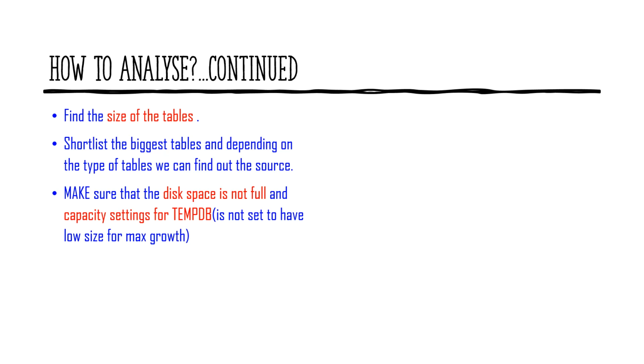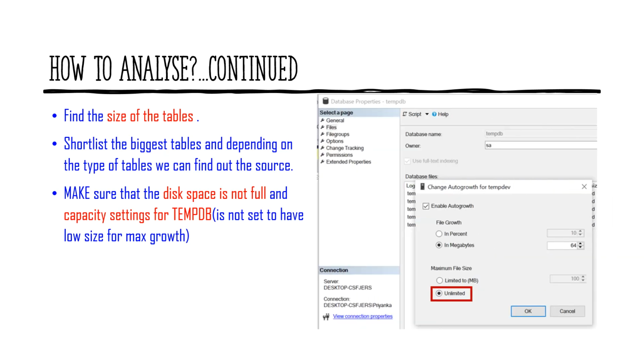Also make sure that the disk space is not full and the capacity settings for TempDB are not set to have low size growth for max growth. Here, you might have to check the maximum file size limited to MB, and if you're limiting it to however many MBs, and it's not sufficient, I usually set it up to unlimited.